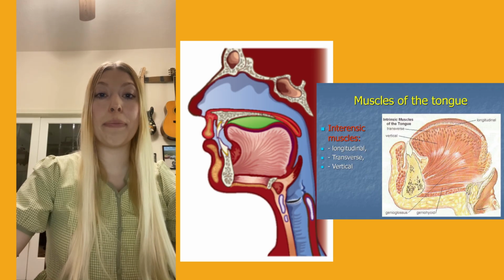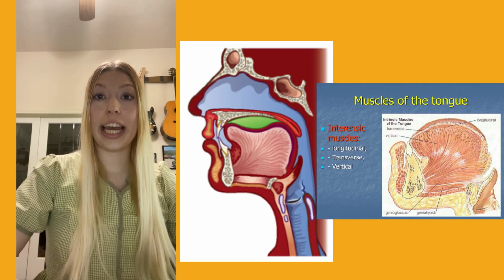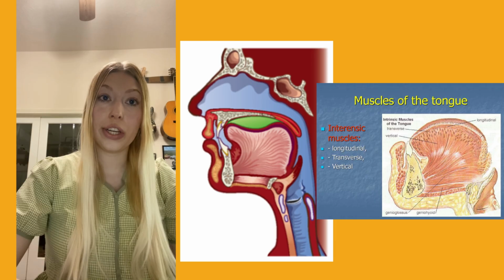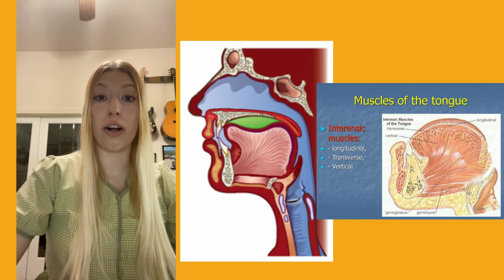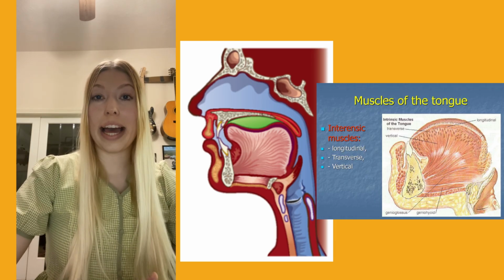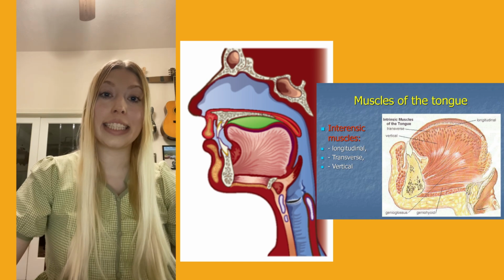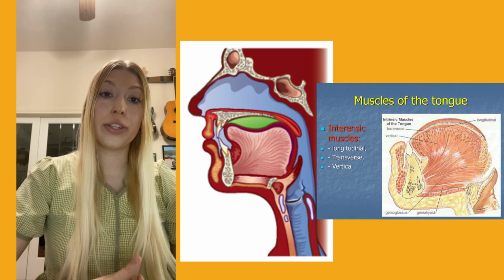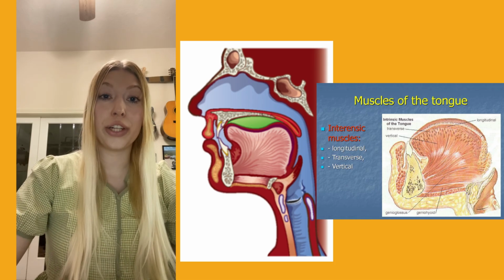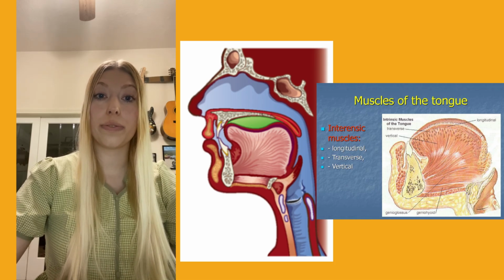The tongue plays a major role during this stage. It contains intrinsic muscles controlled by cranial nerve 12, hypoglossal, that help shape the bolus by flattening it against the palate. These muscles include the longitudinal, vertical, and transverse muscles.